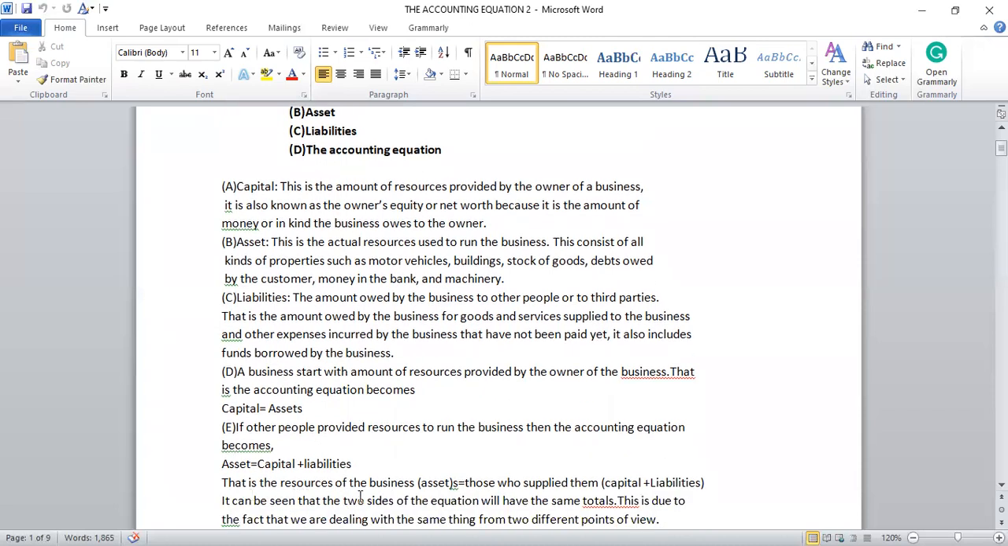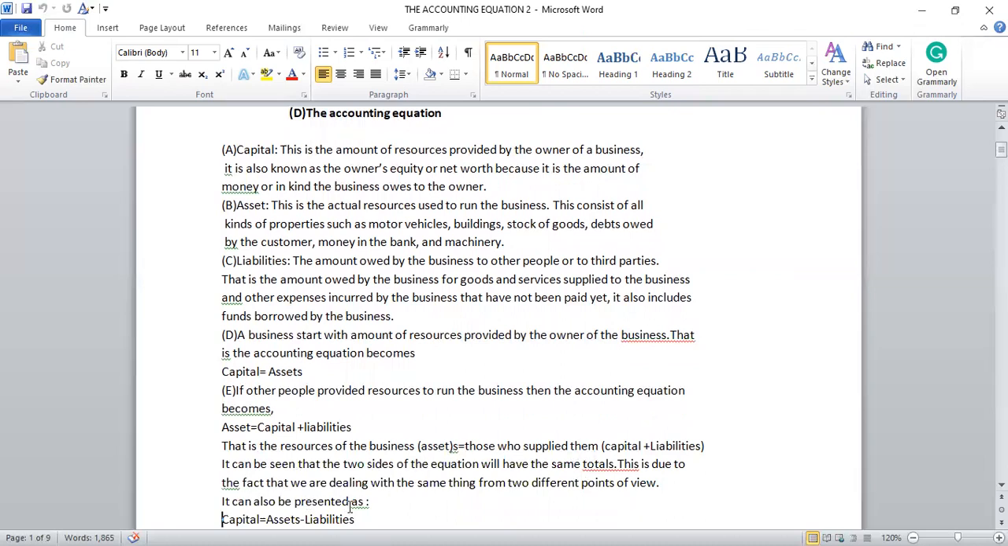That is the resources of the business. That is, the assets will be equal to those who supply them. That is the capital provided by the owner plus the third party's provision of cash or income called liabilities. It can be seen that the two sides of the accounting equation will have the same total. This is due to the fact that we are dealing with the same thing from two different points of view.